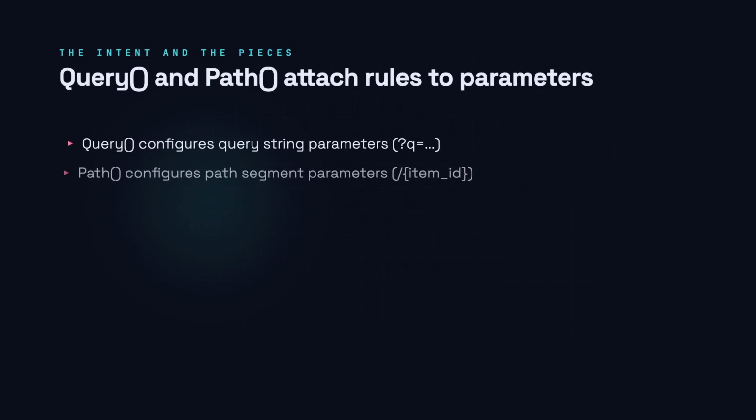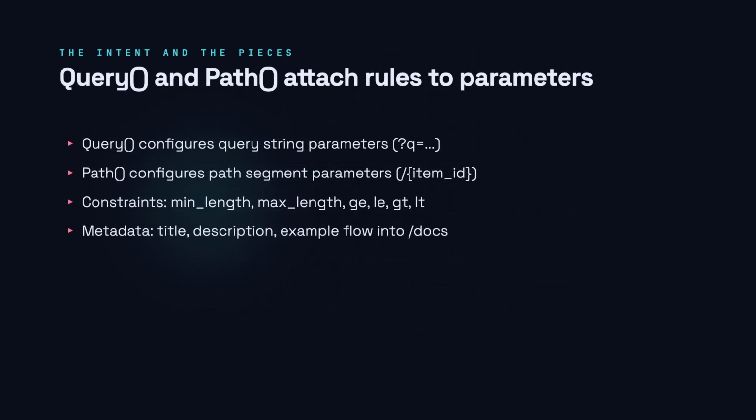FastAPI gives you 2 helper functions: Query for parameters that come after the question mark in a URL, and Path for the named segments inside the URL path itself. Both accept constraint arguments. For strings you use min_length and max_length. For numbers you use ge, meaning greater than or equal, le, meaning less than or equal, and their strict siblings gt and lt. You also pass description and example, and FastAPI forwards those straight into the interactive Swagger docs.